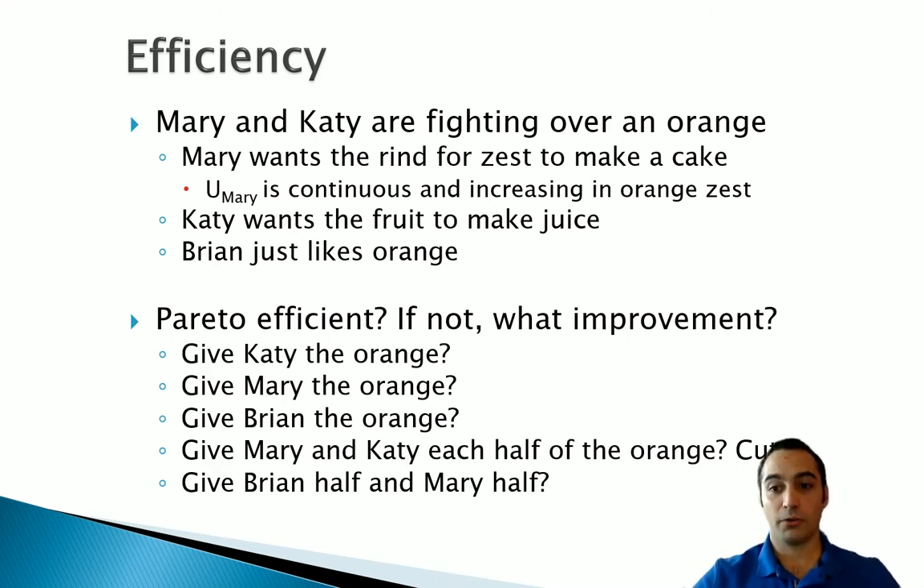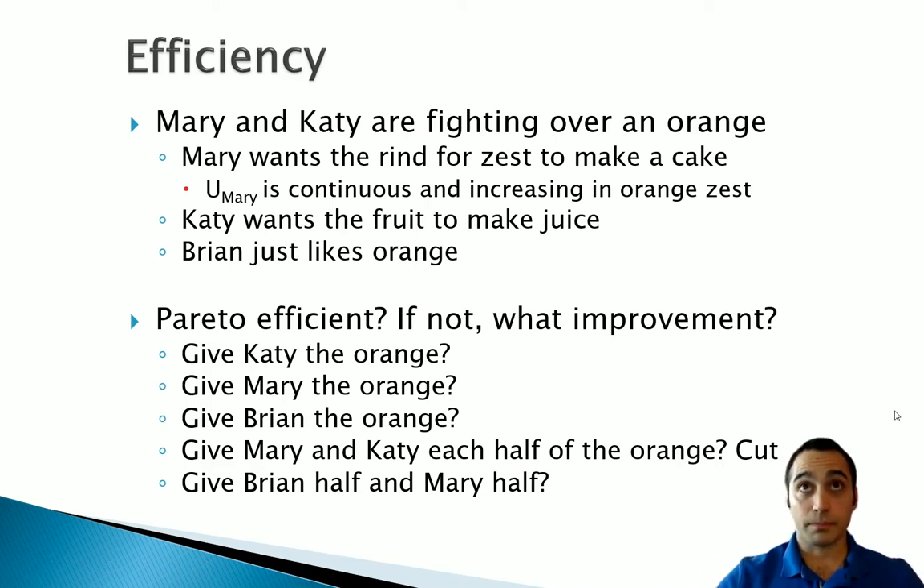Now, in order to think about Pareto optimality and Pareto improvements, let's do a little practice. Here's a silly situation you could encounter. Picture you come downstairs and you notice that your 3 children or siblings are fighting over an orange. And now their preferences for the orange change from individual to individual. We're going to assume that Mary wants the rind of the orange so that she can zest it to make a cake. This is sort of a story way of saying Mary has a utility function that is continuous and increasing in the quantity of orange zest she gets.